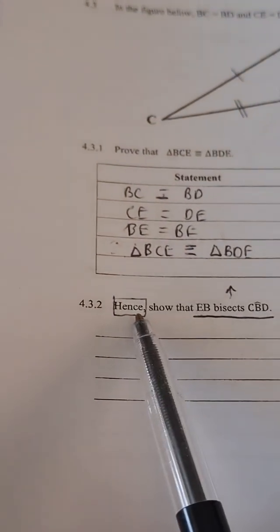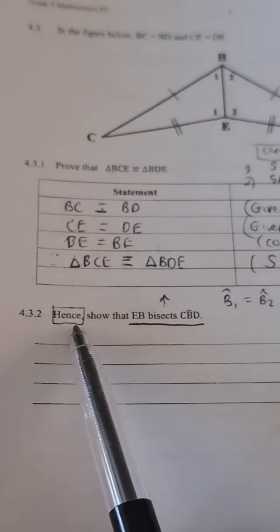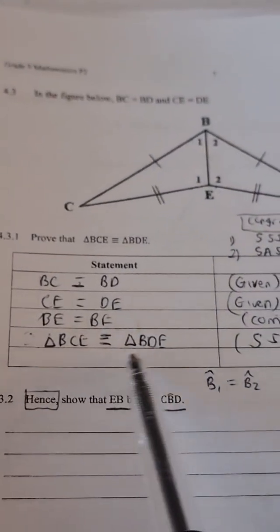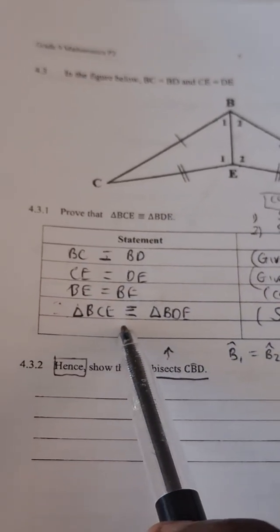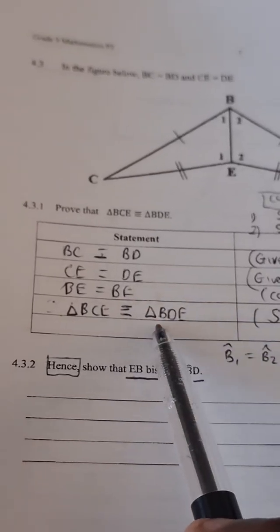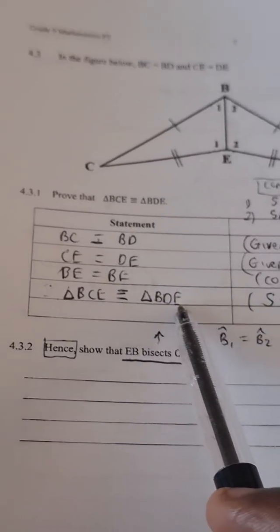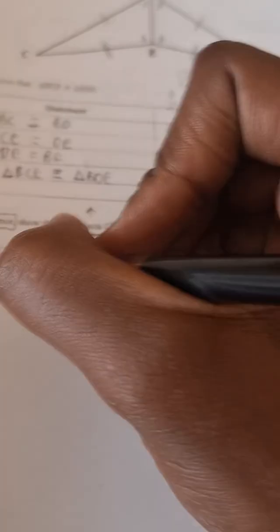They said "hence." So remember, guys, I have just finished proving that triangle BCE is congruent to triangle BDE. Now, let me say this. Since triangle BCE is congruent to triangle BDE, please take note, because of side, side, side, then we can conclude from that, guys.